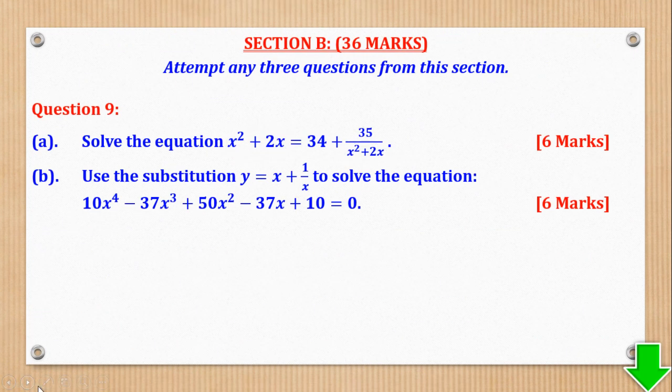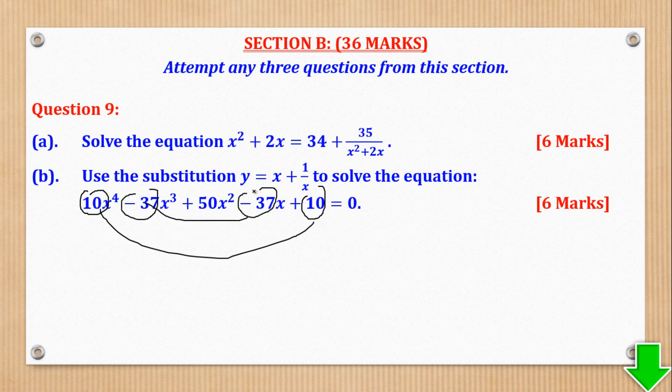Part B says use the substitution this to solve the equation this. Now this is what they call a symmetric equation. I want you to notice something. This quotient is 10 and this is also 10. This quotient is -37 and this is also -37. And there's a center part. So that is what we call symmetric equations. How do you deal with them? Let's see how.